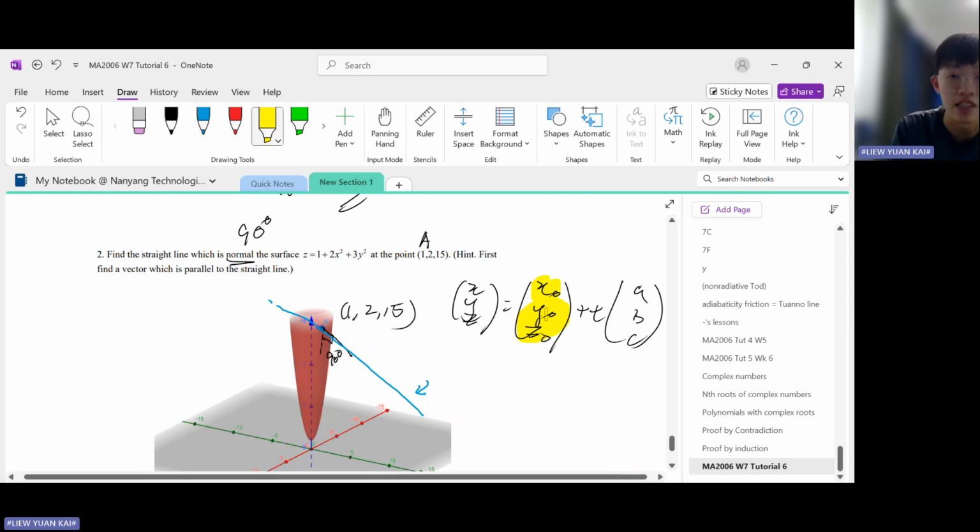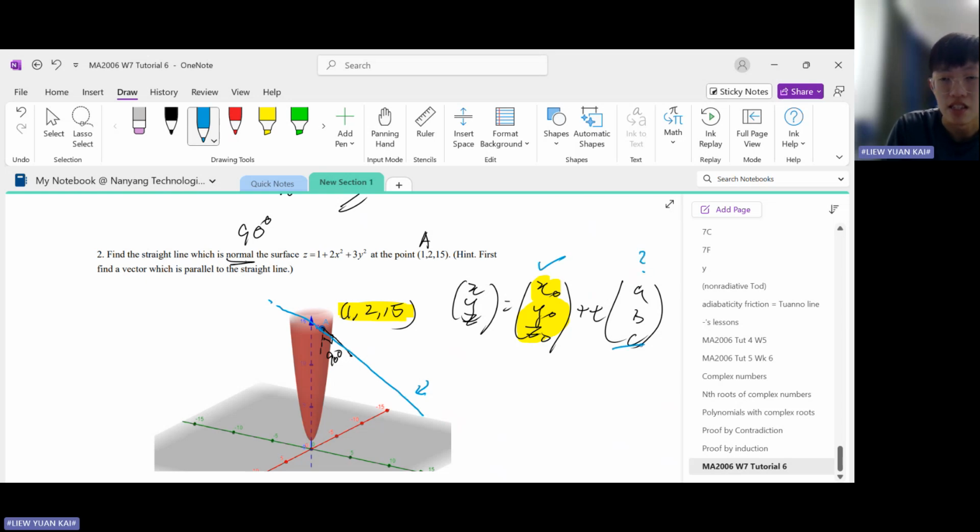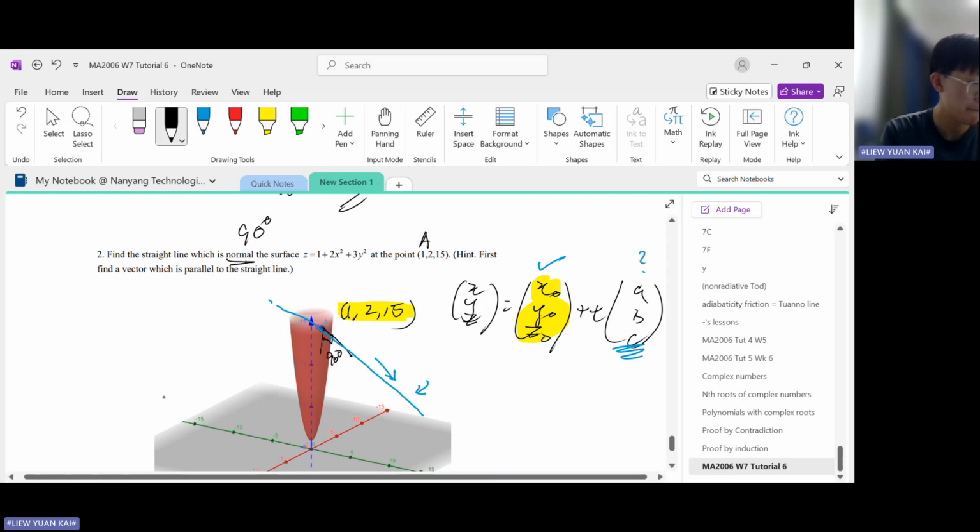Do we know any point on the line? Yes, it happens to be this one, right? You see, 1, 2, 15 happens to fall on this line, because we are asked to find the line that passes through this point. Okay, so we have this, but we don't have this. What is this? This is a vector that is parallel to this line. We need a vector that is parallel to this line, so we need to find it. How? Okay, so here's how you do it.